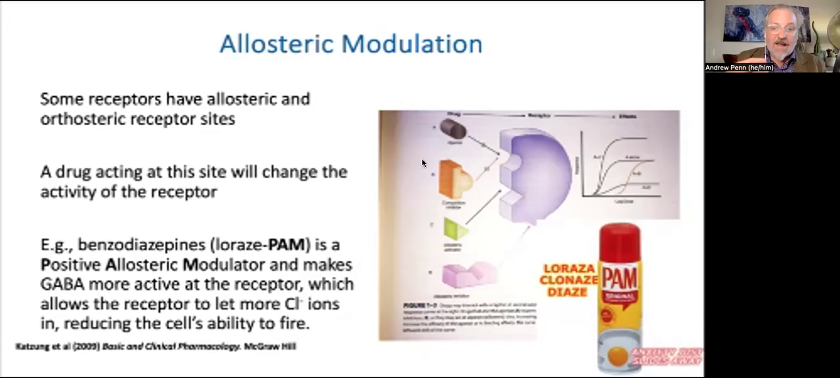So when we add a benzodiazepine in the mix, it's a positive allosteric modulator, and then GABA comes along, that ionotropic receptor is going to open up even more. More negatively charged chloride ions are going to flow in. It's going to prevent that cell from firing.